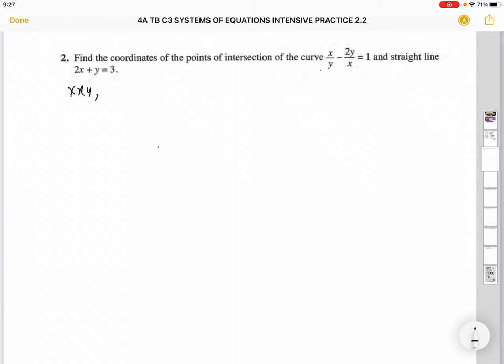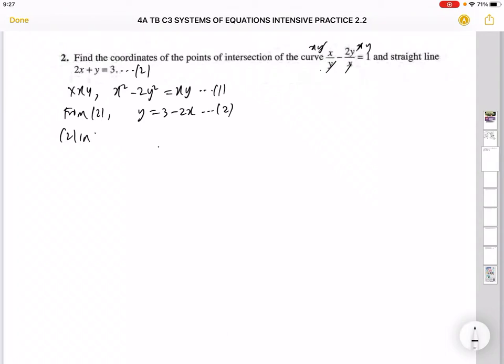Now look at this, when I multiply by xy, the xy will cancel, I'm left with x squared. When I multiply with xy here, the x and x will cancel, I'm left with 2y squared. And 1, you multiply by xy, you get 1xy, so we can call this equation 1, right? And you can call this equation 2 and say from equation 2 make y the subject. Because if you make x the subject, you have fractions and you still have to substitute twice anyway, right? So I'll sub equation 2 in 1 now. The moment I sub inside, 3 minus 2x squared equals x, 3 minus 2x.